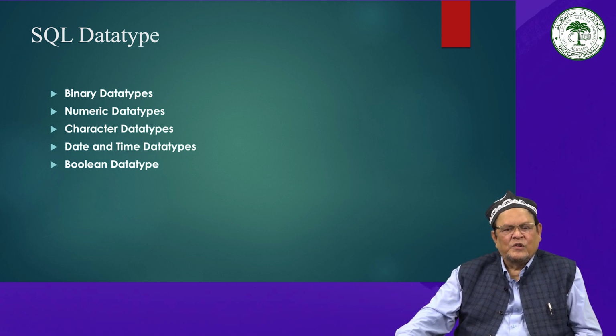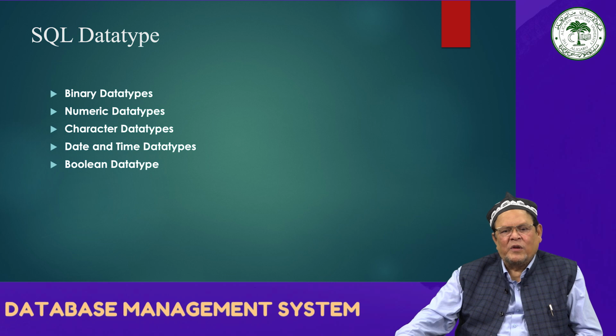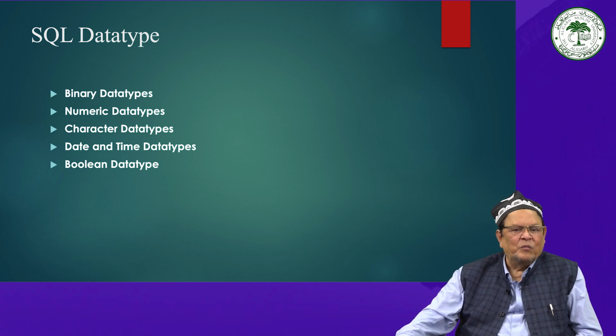Character data types are used for storing alphanumeric characters and text strings. Examples include CHAR, VARCHAR, and TEXT. Date and time data types are used for storing date and time values. Examples include TIME, DATE, DATETIME, and TIMESTAMP.